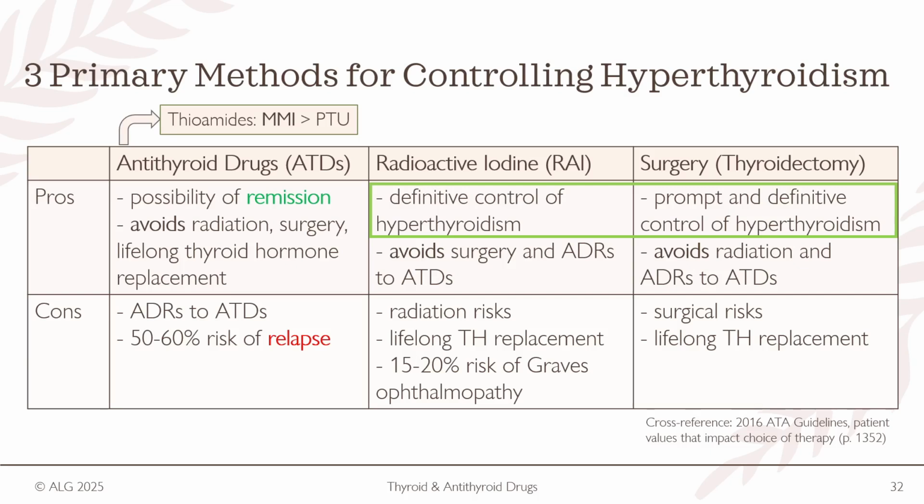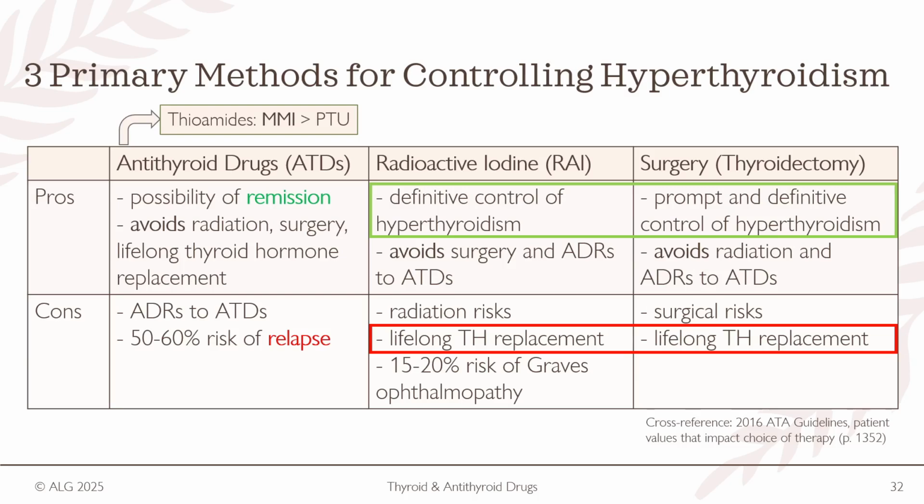Both RAI and surgery come with the disadvantage of developing permanent hypothyroidism, which would require the patient to be on lifelong thyroid hormone replacement. RAI also comes with exposure to radiation, not just for the patient, but for the people around them. For female patients, RAI is contraindicated in pregnancy, and those who want to become pregnant after RAI must wait at least 6 months to minimize risk of radiation to the pregnancy. Again, these are just patient considerations, not including clinical indications.